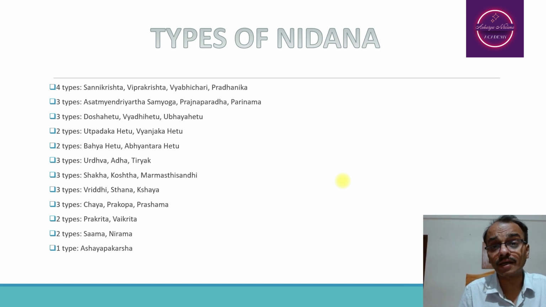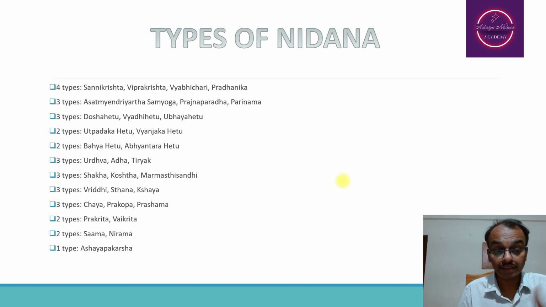As far as the types of Nidana, it's a repetition. The Madhukosha commentary on the first chapter of Madhava Nidana says four types of Nidana: Sannikrishta, Viprakrishta, Vyabhichari and Pradhanika. Three types of Nidana: Asatmendriyartha Sanyoga, Prajnaparadha and Parinama. Three types of Nidana: Dosha Hetu, Vyadhi Hetu and Ubhaya Hetu. Two types of Nidana: Utpadaka Hetu and Vyanjaka Hetu. Two types of Nidana: Abhyantara Hetu and Bahya Hetu.